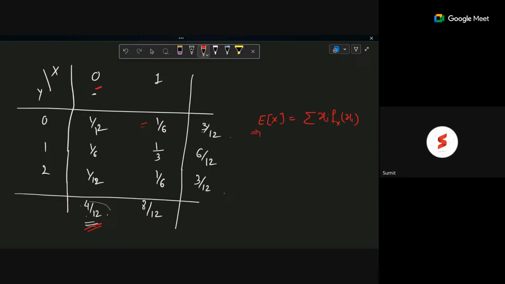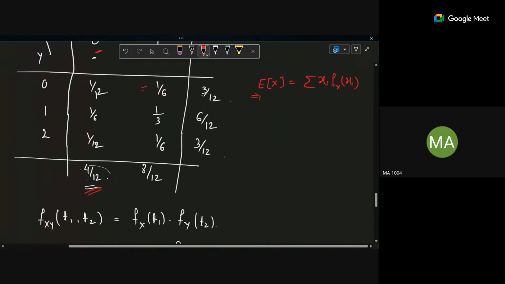Ma'am, we can add both the columns, no? We have not added the columns. We have multiplied the number that your random variable is taking with its marginal PMF and added all of them. We added all the possible values of the random variable times their PMF.